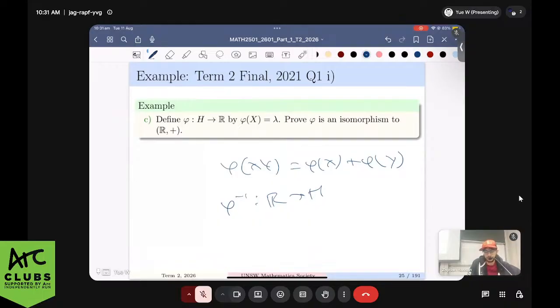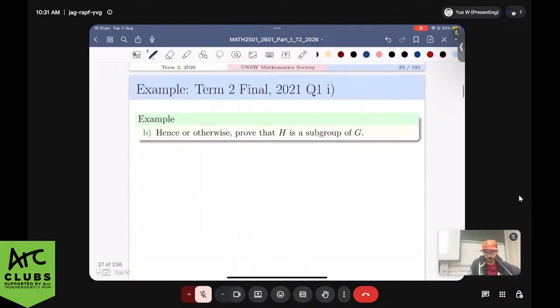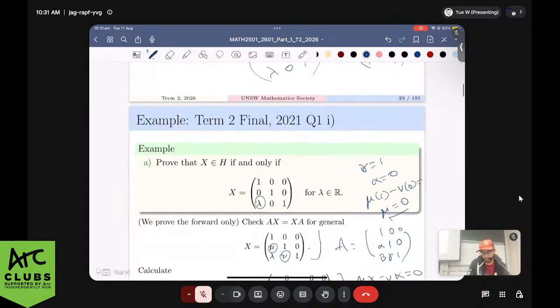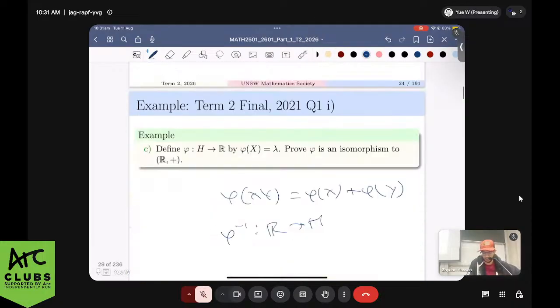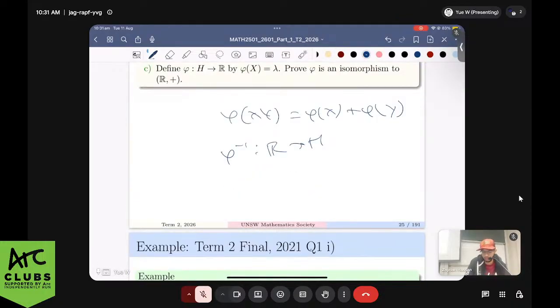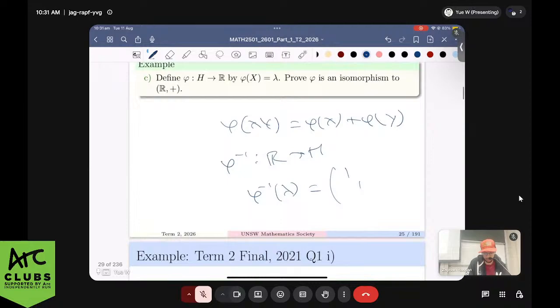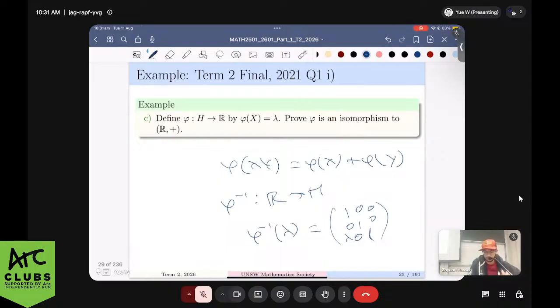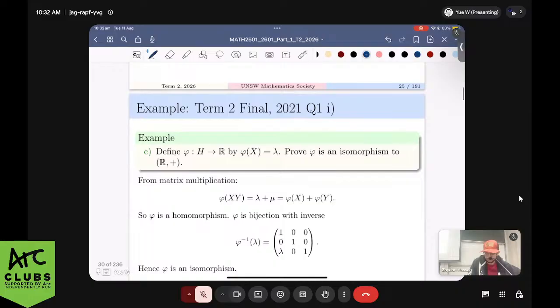So it's actually a lot simpler than you think. It would just take in lambda and output this matrix here. So you can define phi inverse of lambda equals 1, 1... Is it 1, 1, 1? Yeah, okay. 1, 1, 1, 0, 0, 0, 0, 5, 0. So you can define it like this, and you can check this is the inverse. But you can just check it yourself. It's kind of intuitive. So yeah.